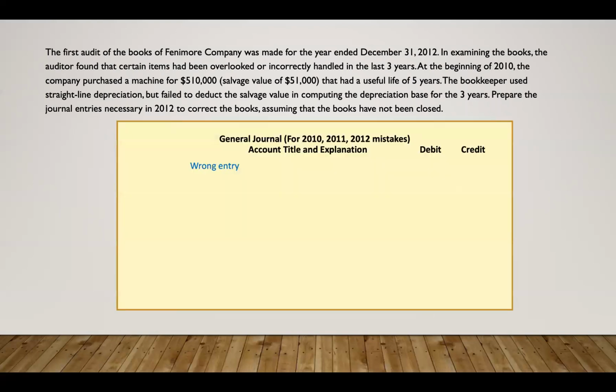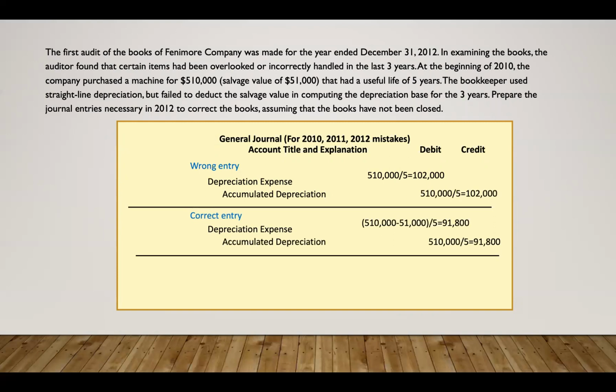All right, let's take a look at the wrong journal entries. The wrong journal entry is depreciation expense debit and accumulated depreciation credit, but the amount is wrong. It should be 91,800, but the depreciation expense and accumulated depreciation were overstated. They booked 102,000, and therefore this wrong journal entry has been repeated 3 times in 2010, 2011, and 2012.